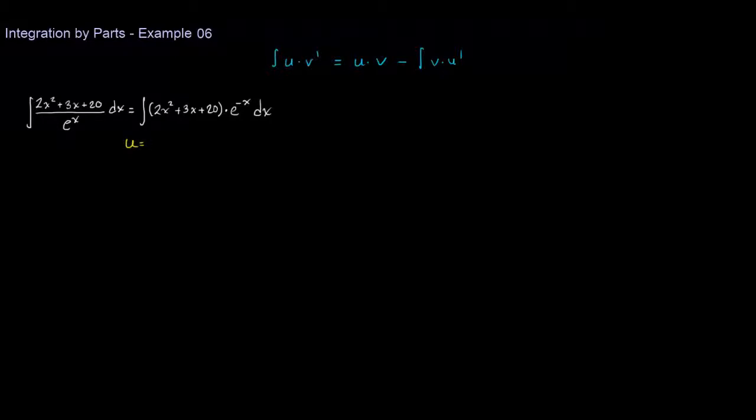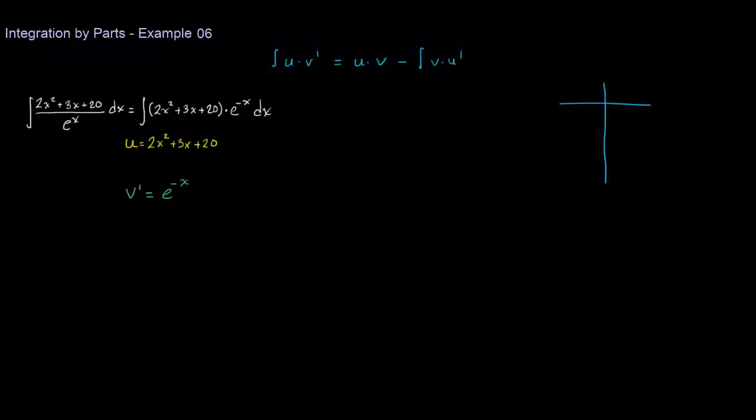So u is going to be 2 times x squared plus 3 times x plus 20, and I'm going to name v prime to be my e to the minus x. Now the thing is, I'm not going to actually solve it using the long version of this formula. I'm going to actually use the shortcut, which is the tabular method. So I'm going to write my table. It's going to look like this.